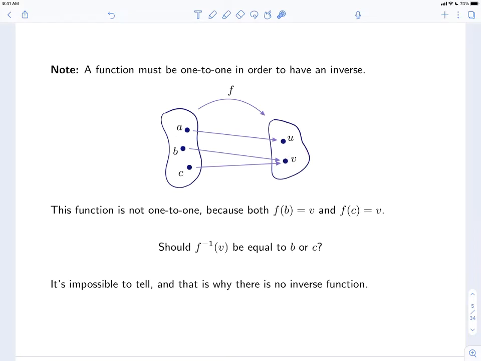If we had an inverse, it would have to undo f, so it would have to take v back to its original starting point. However, there are two starting points. Both b and c are starting points that give you v. So should f inverse of v be equal to b, or should it be equal to c? Well, it's impossible to tell, and that's why there's no inverse function, because the function has to tell you where to go. And it can't, because there are two choices.